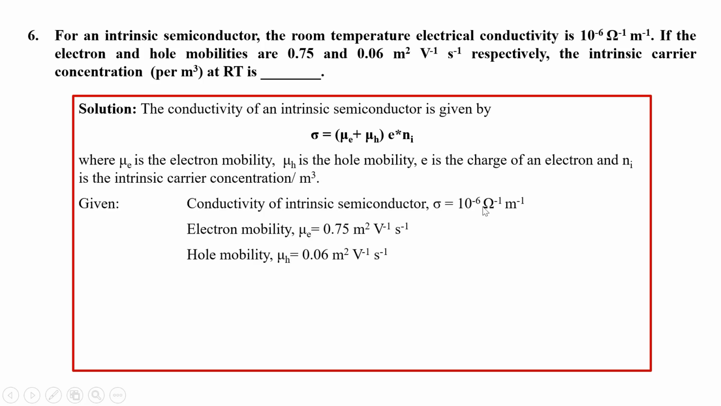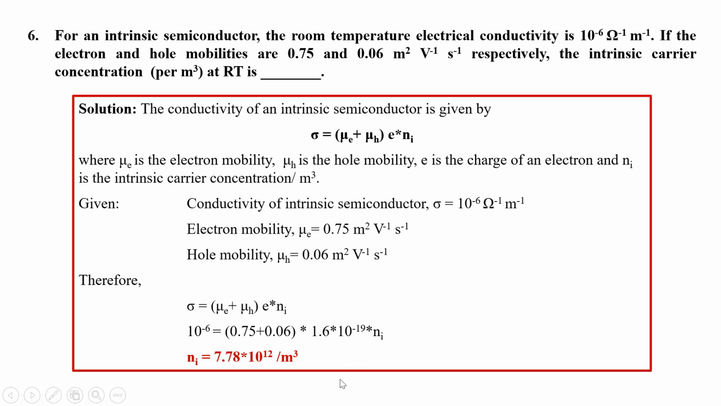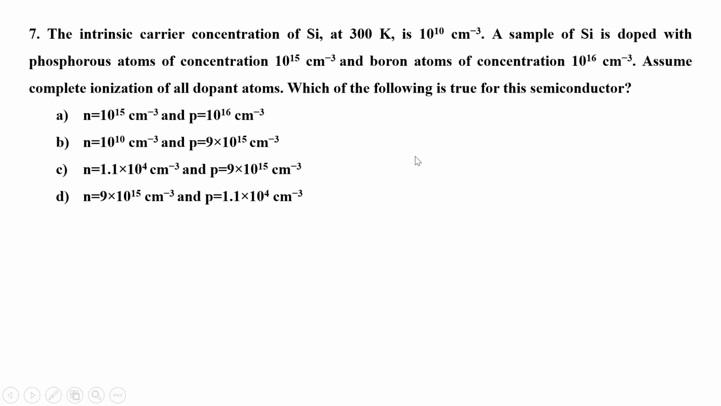So conductivity sigma is 10 power minus 6, electron mobility is 0.75, hole mobility is 0.6, and while substituting you have to add the charge of the electron, that is 1.6 into 10 to the power minus 19. Upon substituting everything, you get the value of Ni as 7.78 into 10 to the power 12 per meter cube, that is meter power minus 3. So 7.78 into 10 to the power 12 is your answer. I hope it's very clear. It's a very direct equation, sigma equals (mu E plus mu H) times e times Ni. With that, let us move to the next question.